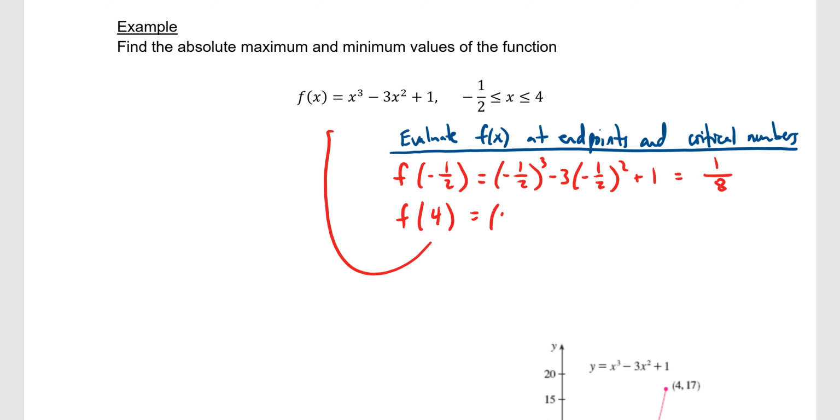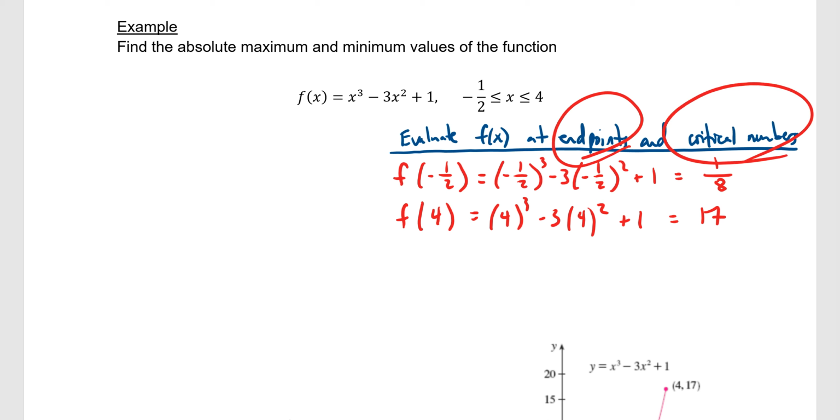Next, plug in a 4. 4 cubed minus 3 times 4 squared plus 1. And evaluate that, and we get 17. So there's the endpoints portion, but now we need to find the critical numbers and then evaluate the function at the critical numbers.